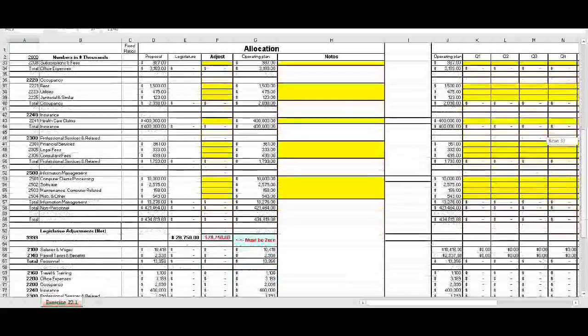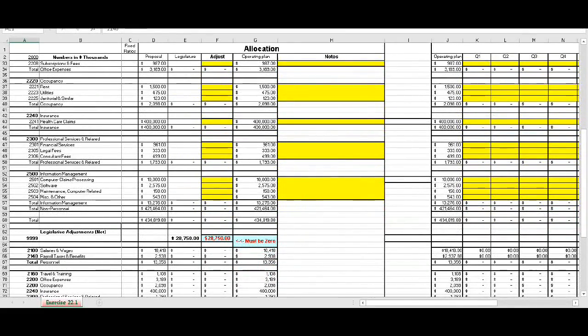And so in the future, somebody says, well, this is going to be a 2300 series issue. Well, 2300 is the professional services and related. That includes 2301 financial, 2305 legal, 2306 consultant. All right. Same with the 2500. If it's a 2500 series mini budget, that's your information management here. And so everything related to that is a line item under that.